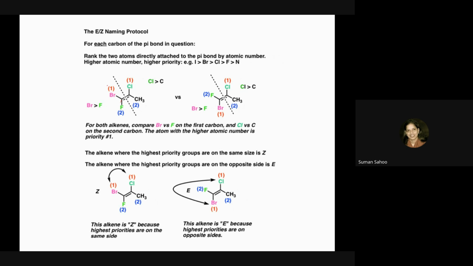For example, in this example, if we see on this carbon, we have bromine and fluorine. Bromine is having higher atomic number as compared to fluorine. So bromine is priority 1 and fluorine is priority 2. And on this carbon, chlorine is having more priority as compared to CH3. So here both the same priority are on the same side. So this is going to be your Z. And this one is going to be your E.